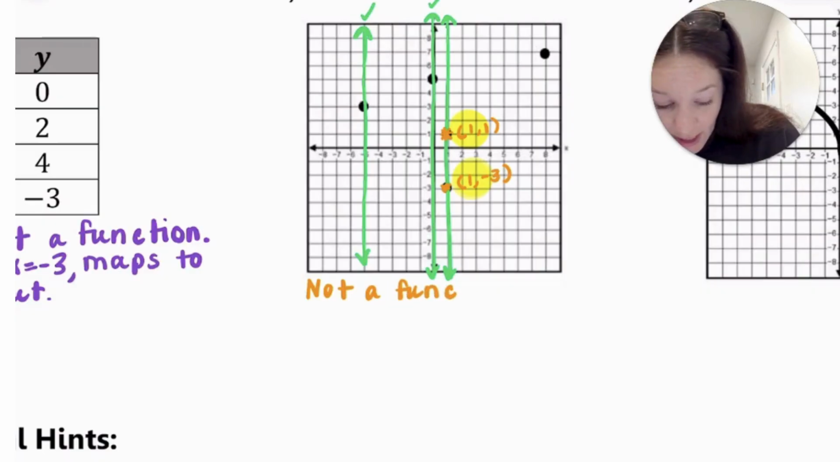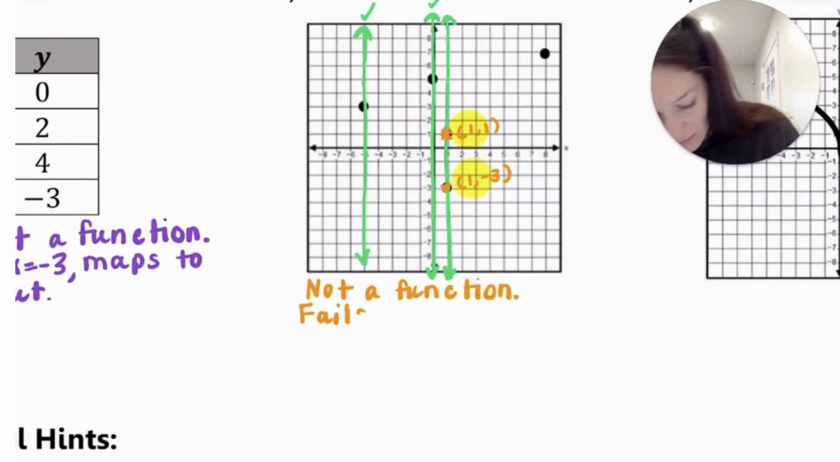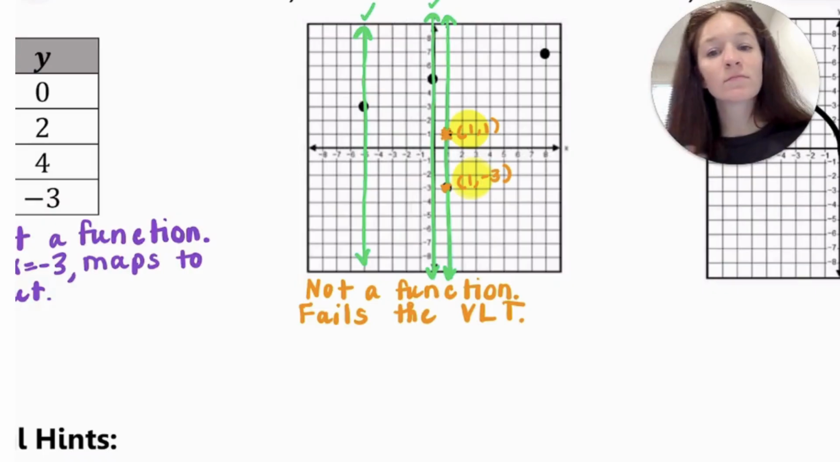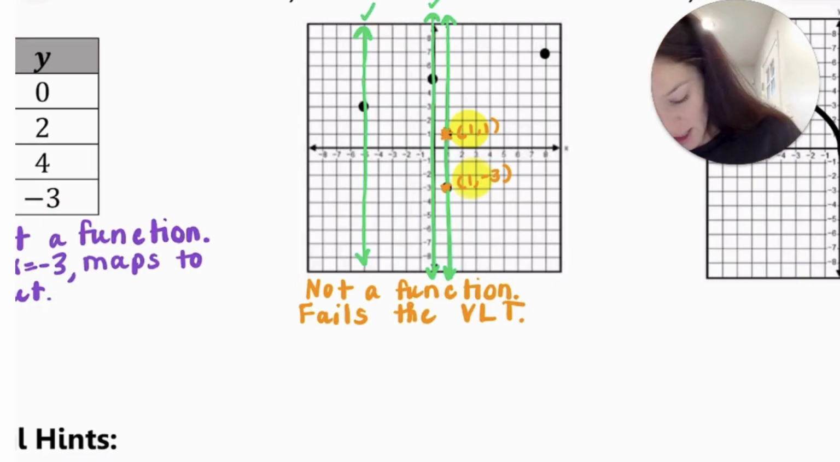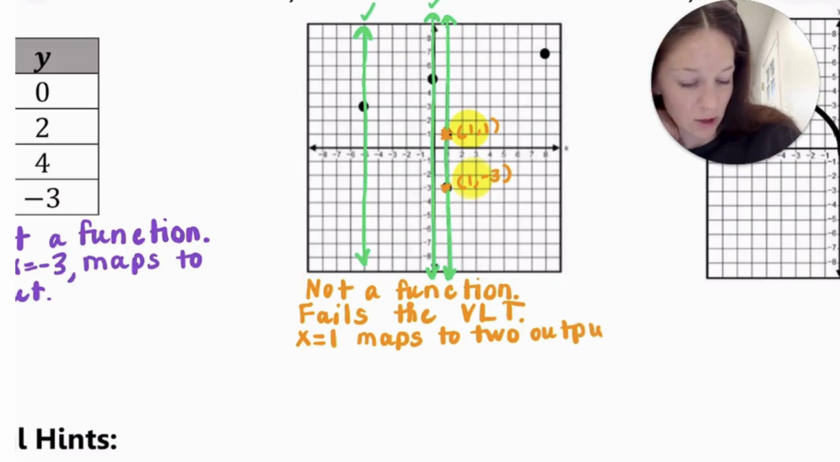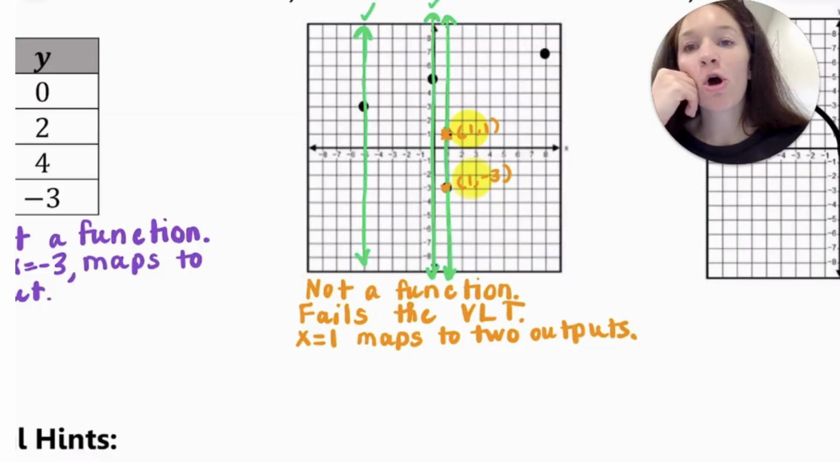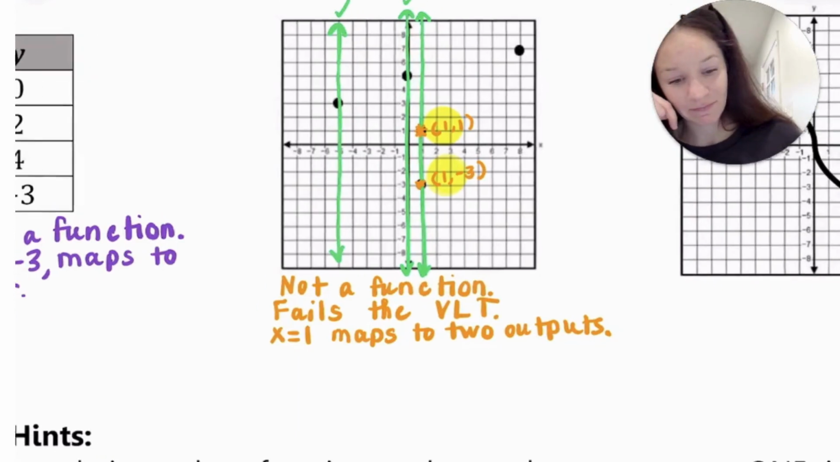You could state that it fails, and I like to abbreviate vertical line test. You could also state that x equals 1 maps to two outputs, or something along those lines. X equals 1 has two y values, something like that. So fails the vertical line test. So we have not gotten lucky here. Everything I showed you so far is not a function.